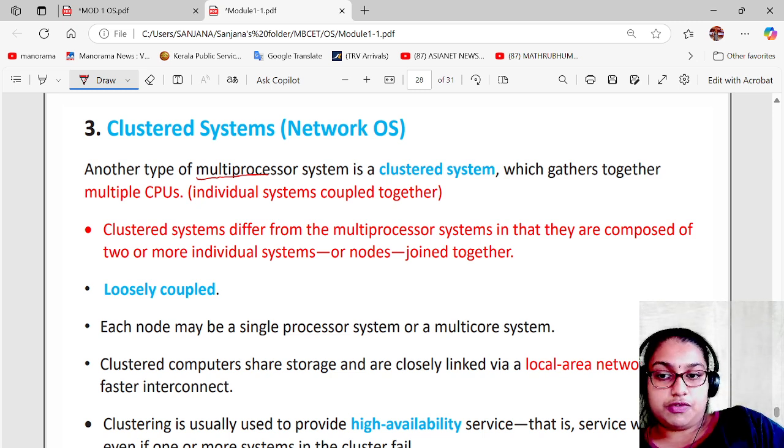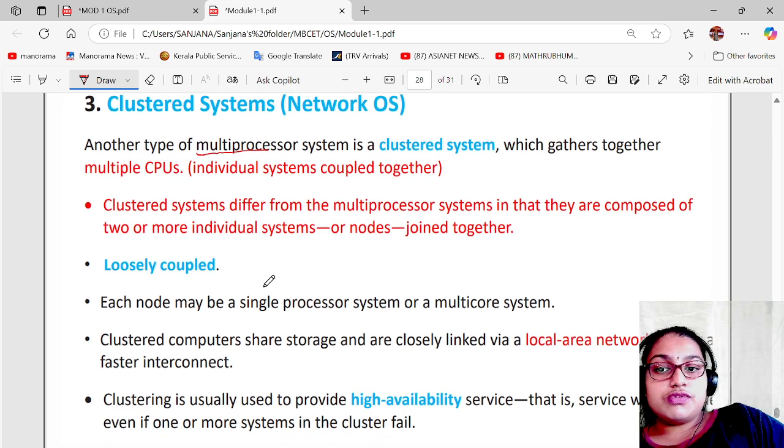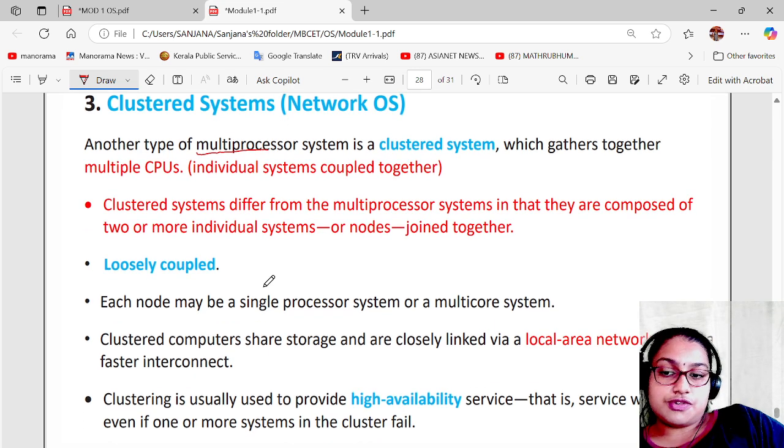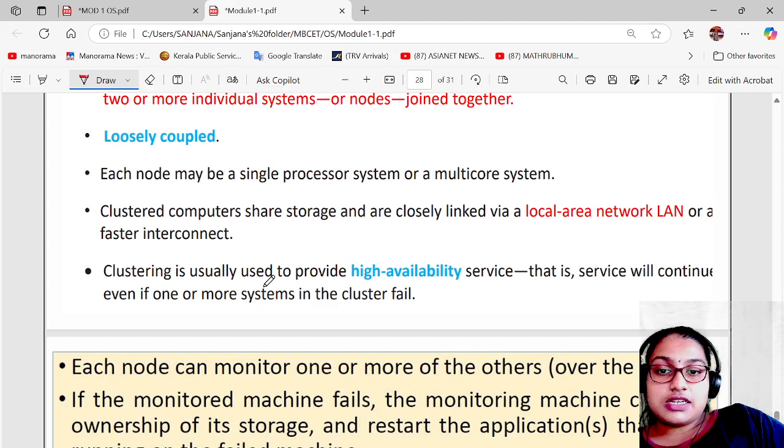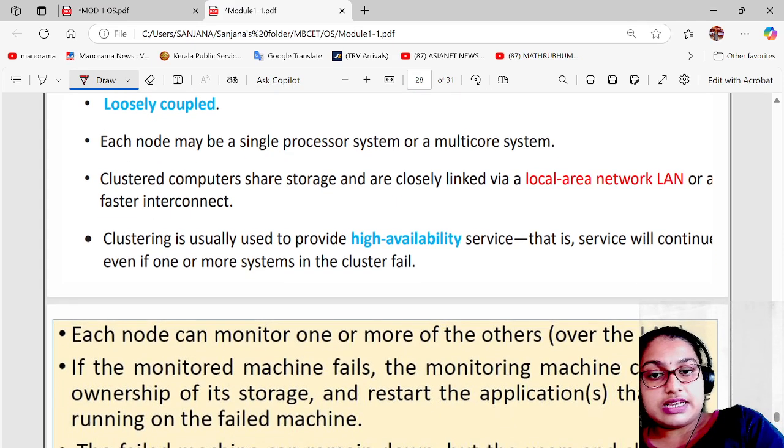Brought together. Clustered systems differ from multiprocessor systems in that they are composed of 2 or more individual systems, or nodes, joined together, and they are loosely coupled. Each node may be a single processor system or a multi-core system.